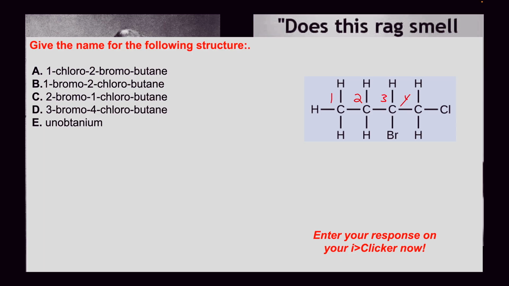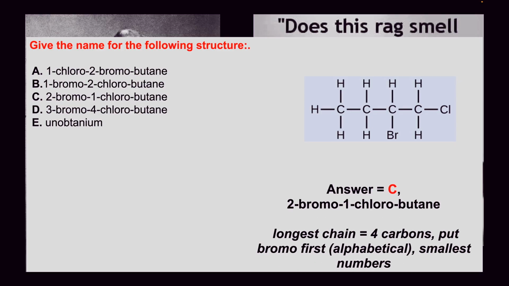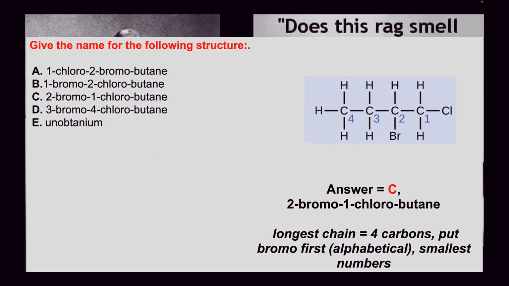So the carbon on the far right would be 1. That carbon would be 2, 3, 4. You could also call this a 2-bromo 1-chloro system. If you look at this long enough, you will definitely see that a better name here is 2-bromo 1-chloro. If you count right to left, the bromine is off the second carbon and the chlorine's off the first one. Bromo alphabetically comes before chloro, so that's why it's listed first. 2-bromo 1-chlorobutane. Good to go.